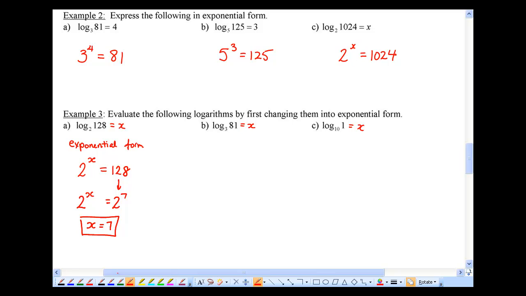Okay, the rest are the same. So I want you to try those, please. Go ahead. Now once again, you should be stopping the tape and trying this yourself first and coming back to check. That's how you really learn. Don't just copy me.